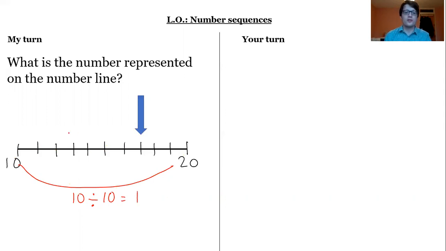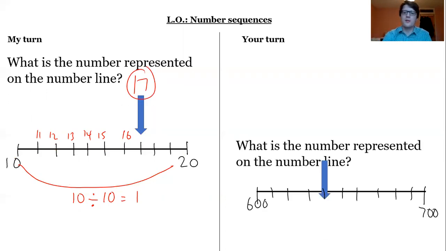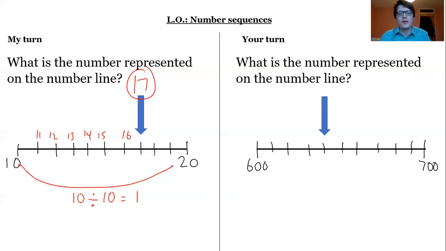10 divided by 10 is 1, so I'm counting in ones, aren't I? I've got 10, 11, 12, 13, 14, 15, 16. So this blue arrow is pointing to the number 17. Now you might be thinking, okay, I could see that straight away. And that's great. You might be able to do that as you now have a go at this one.